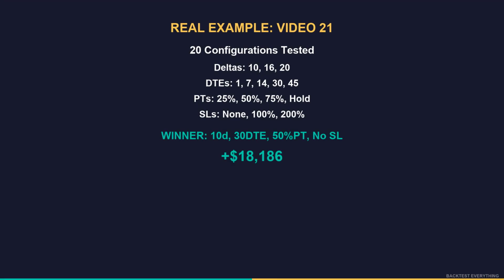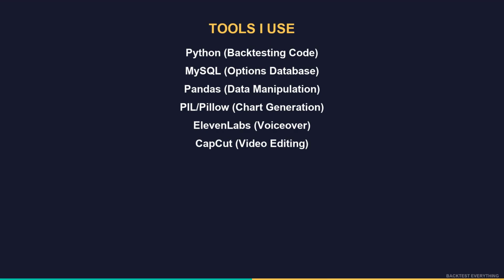Tools I use. Python for coding backtests, MySQL for storing options data, Pandas for data manipulation, PIL and Pillow for generating charts, 11 Labs for voiceovers, CapCut for editing. The total cost is minimal. The historical data is the expensive part. But it pays for itself after one trade where you avoid a strategy that would have lost money. That's the complete backtesting guide: data, metrics, framework, and tools.